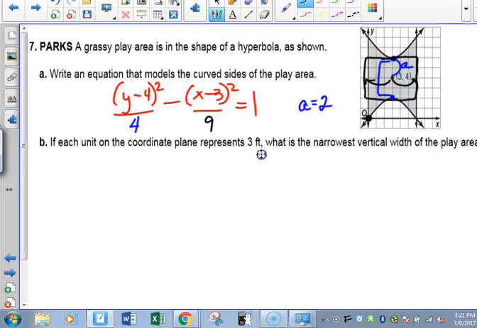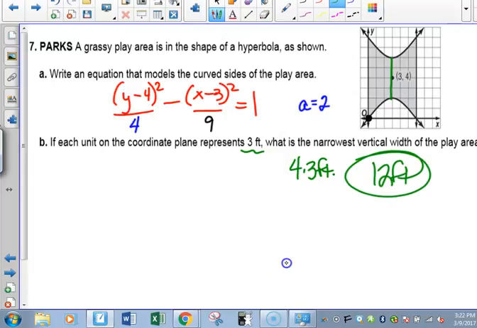Now, this is a super easy question. It says, how long is this grassy field? How many units right there, guys? Four boxes, right? And each one of those is 3 feet, so the narrowest part has a vertical width of 12 feet.